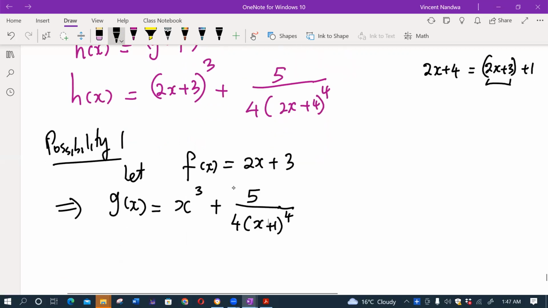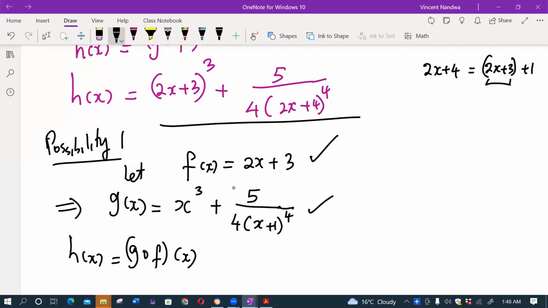And in this case, h of x is g composed with f. You can always confirm that if you say g composed with f of x with these two functions, f and g, you get what has been given here.